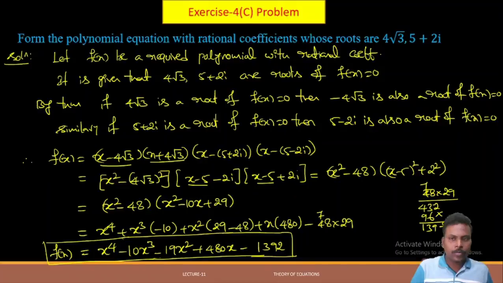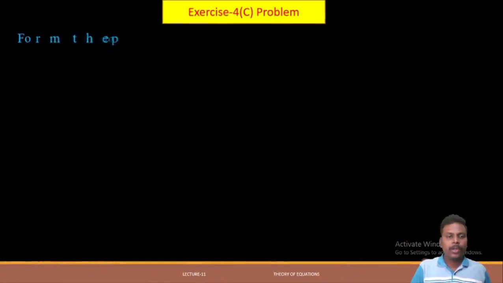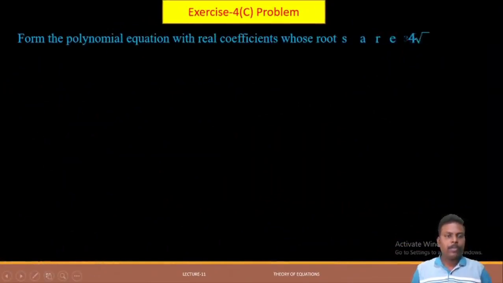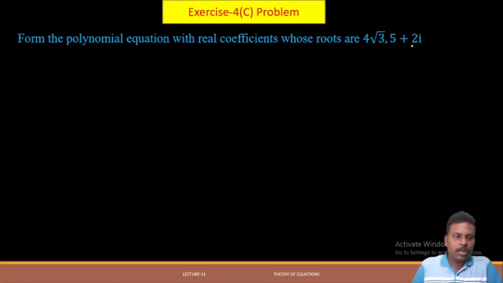Okay. Let us solve one more problem. Here is our next problem. Form a polynomial equation with real coefficients whose roots are 4 root 3 comma 5 plus 2i. Now, the question is just similar to the previous question, so how does the solution change? In the previous case we were asked for rational coefficients. Now in this case we have been asked for real coefficients.